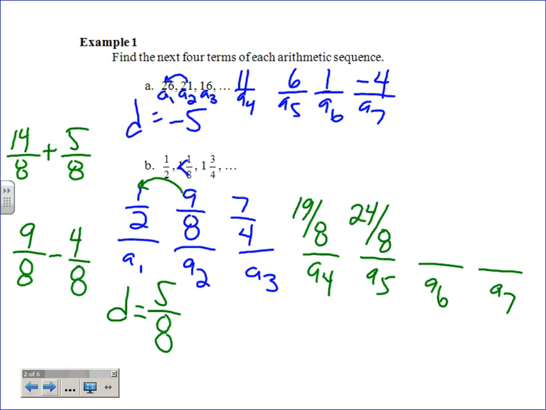24/8. Now I'm not going to let you leave that one. Okay, but let's leave it like that for now so that I can keep adding 5/8. That'd be 29/8, right? You see how that's helpful to just leave it that way? And then we would get 34/8. Now, of those 4 terms that we just did, I would let you leave 2 of them.